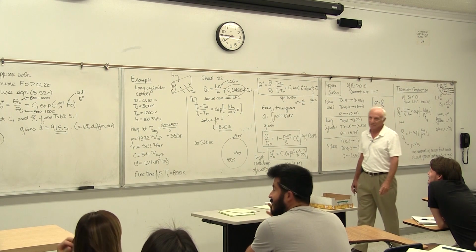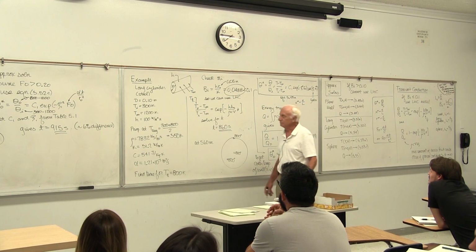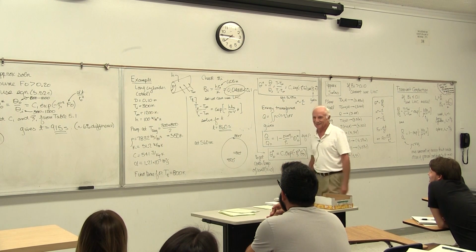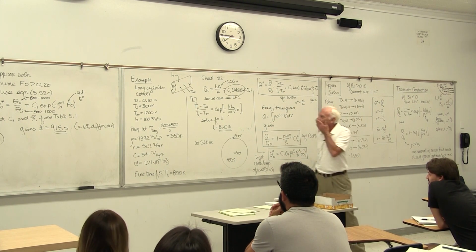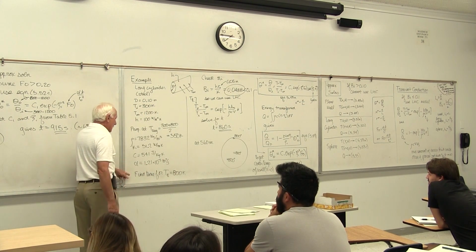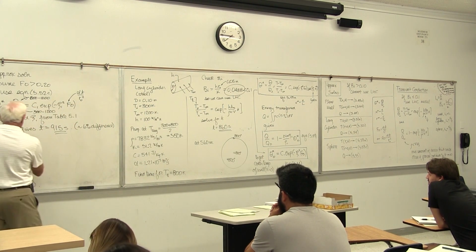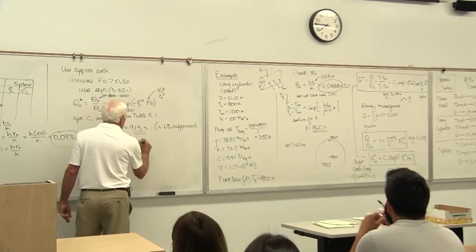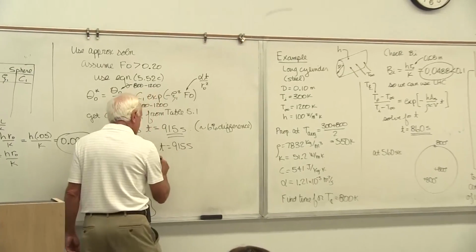So the r naught for the first Biot number should be 0.025 there. That's right. Now, let's say part B of the problem says, at t equal 915 seconds, what is the surface temperature?